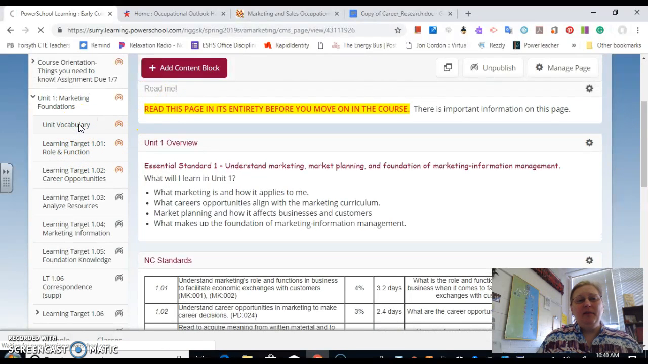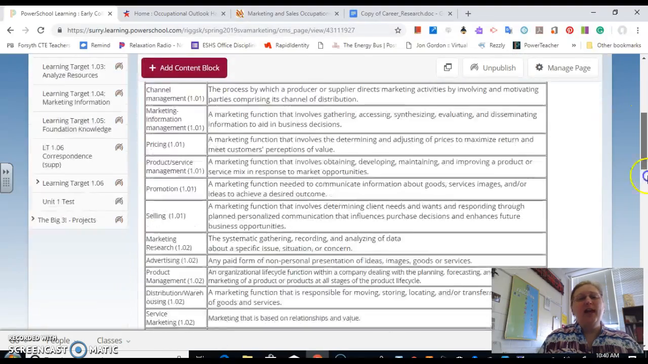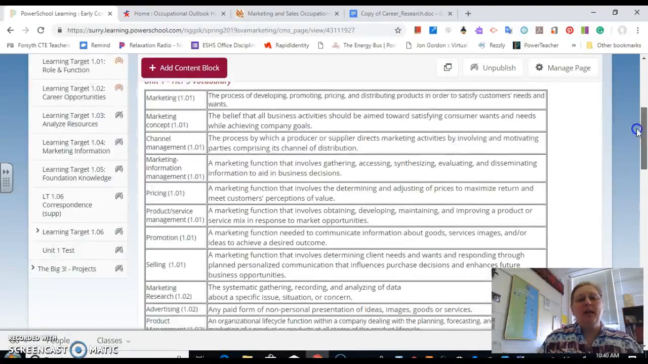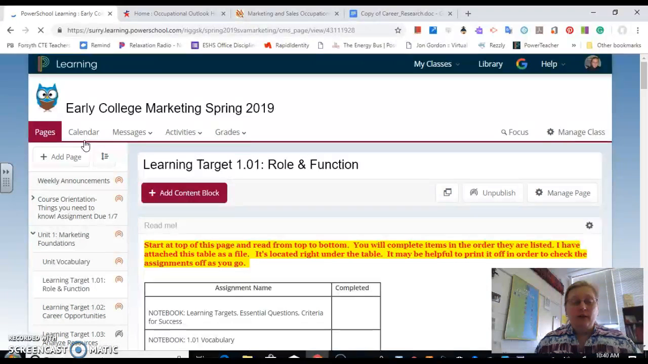There is a vocabulary page, but I would suggest that you just look over that because it can be overwhelming, and that you focus on the vocabulary for each objective. So this week we're doing objectives 101 and 102.